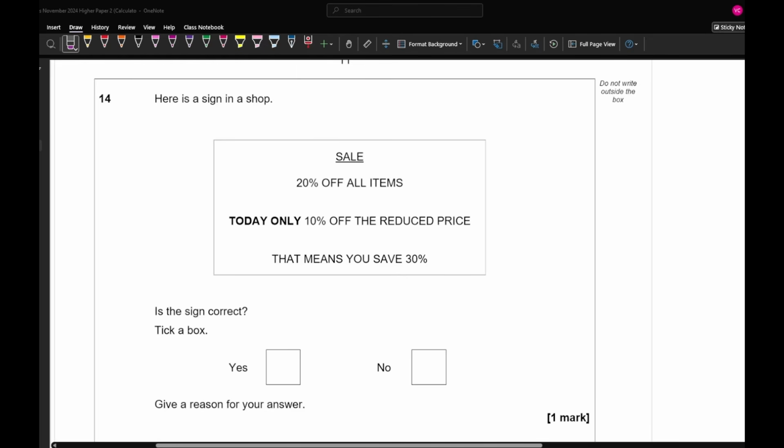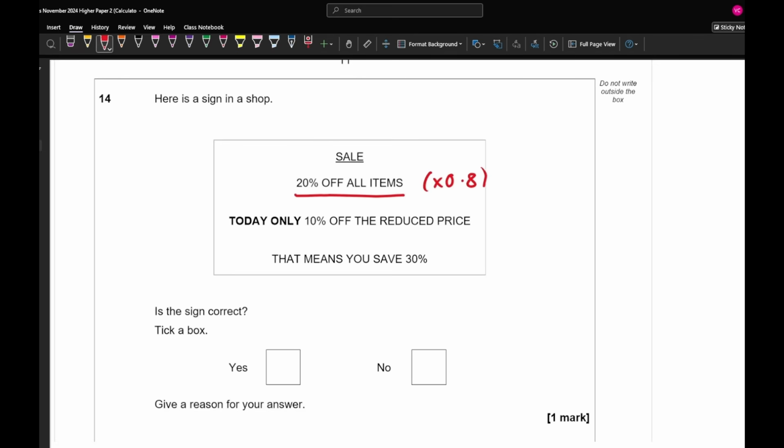There's a sale with 20% off all items, and today only they get 10% off the reduced price. That means you save 30%. Is this sign correct? Well, there are a couple of ways in which you can prove this is true. If you're doing 20% off, then you are multiplying by 0.8. Then if you're taking off another 10%, you multiply that by 0.9. And what the question is saying is that you should be left with 70%.